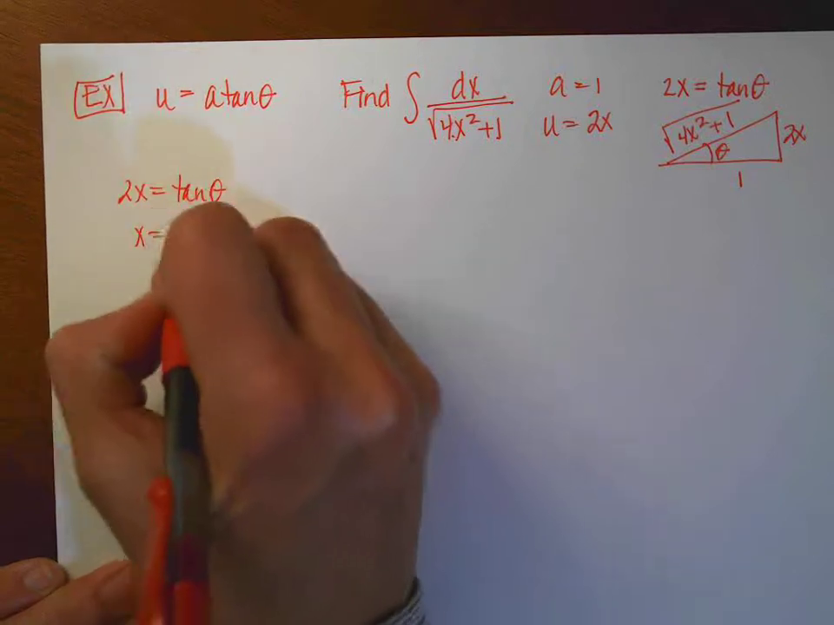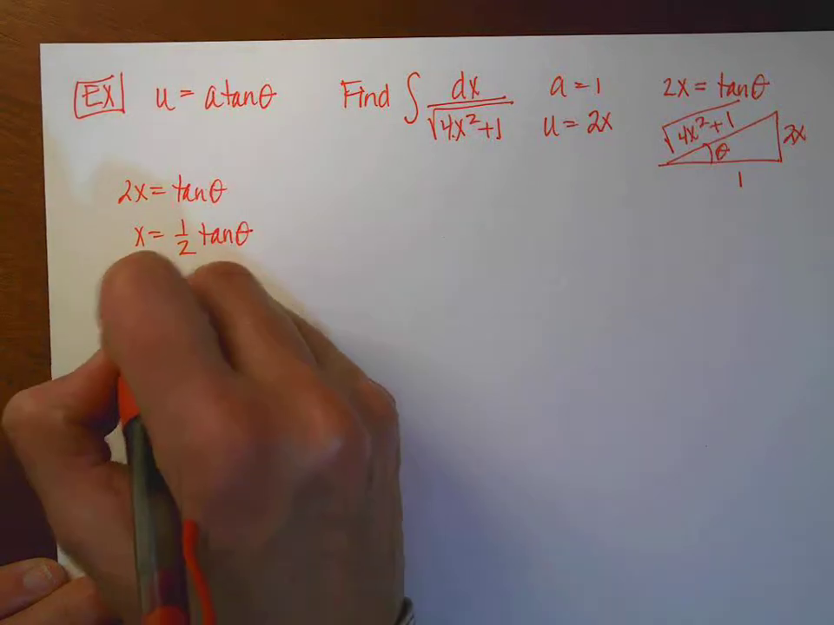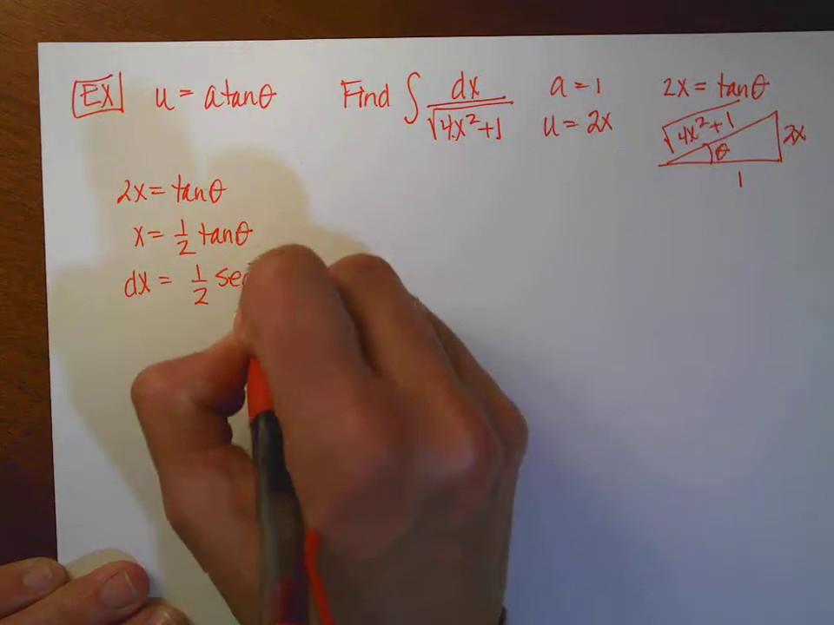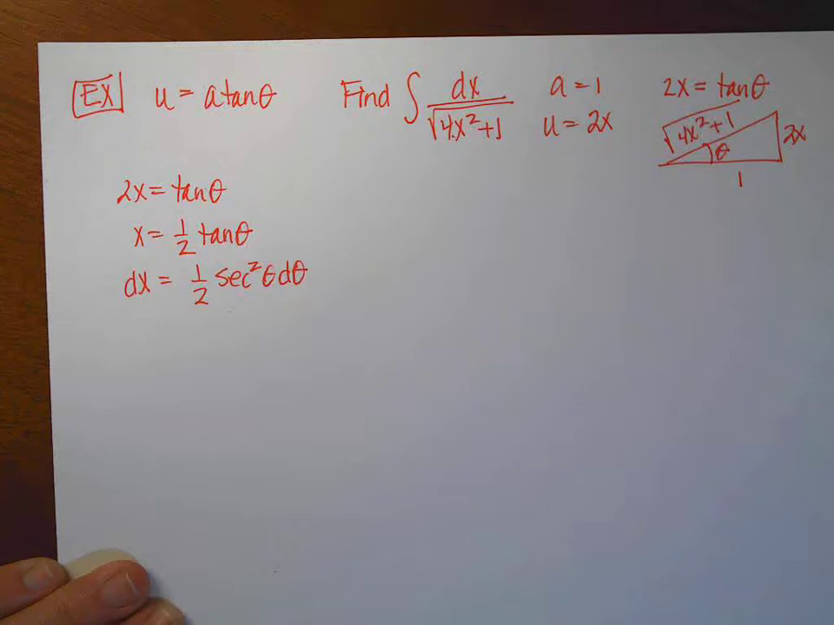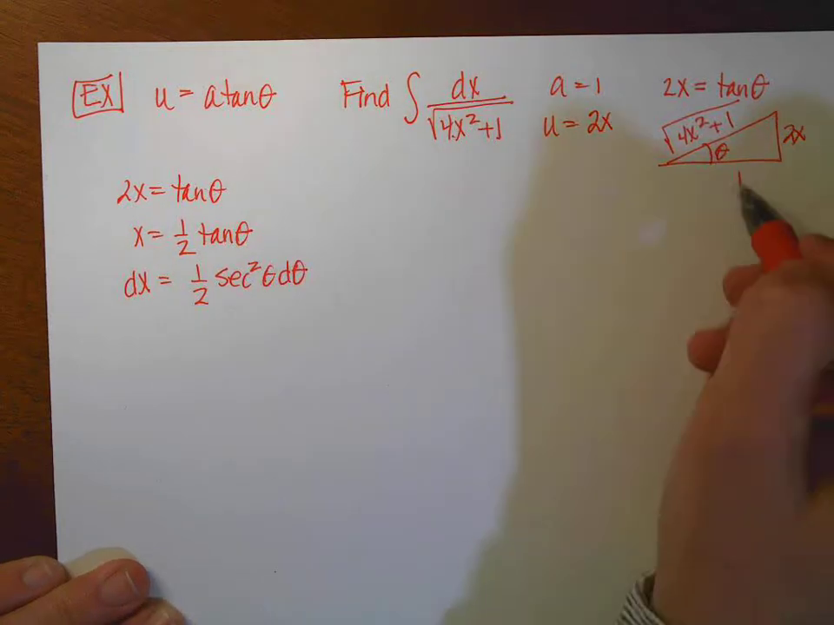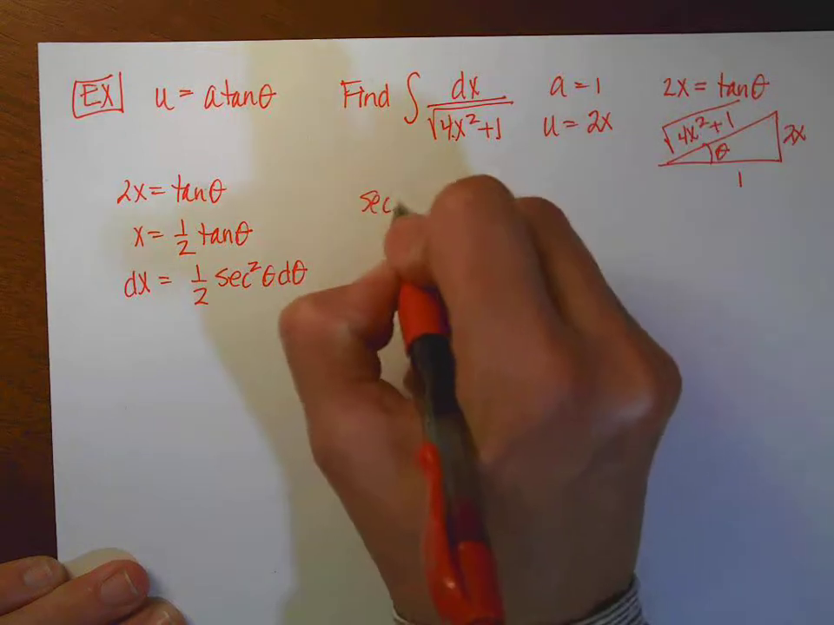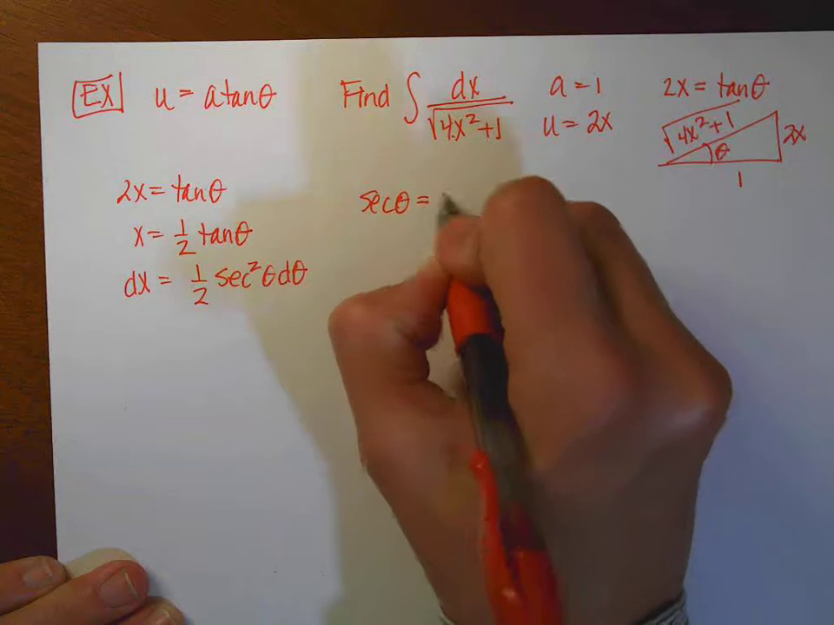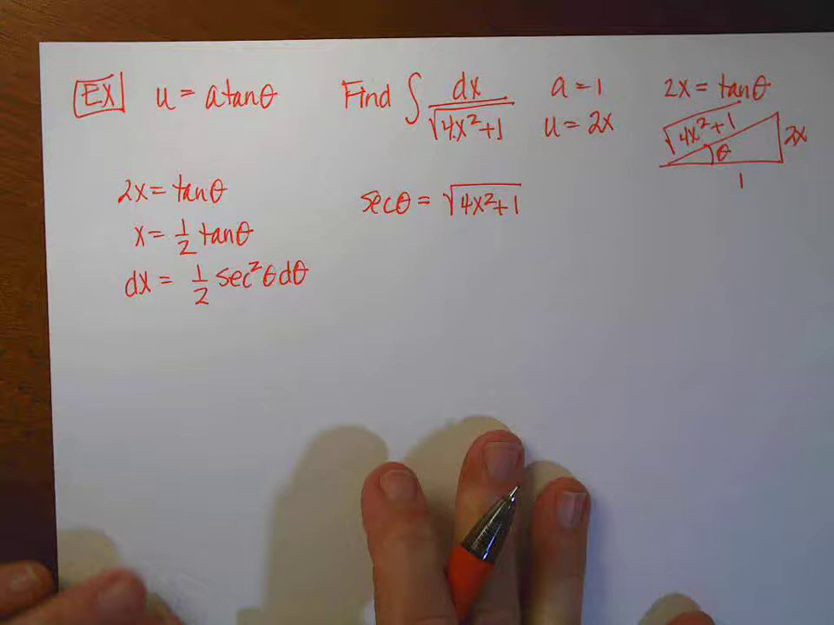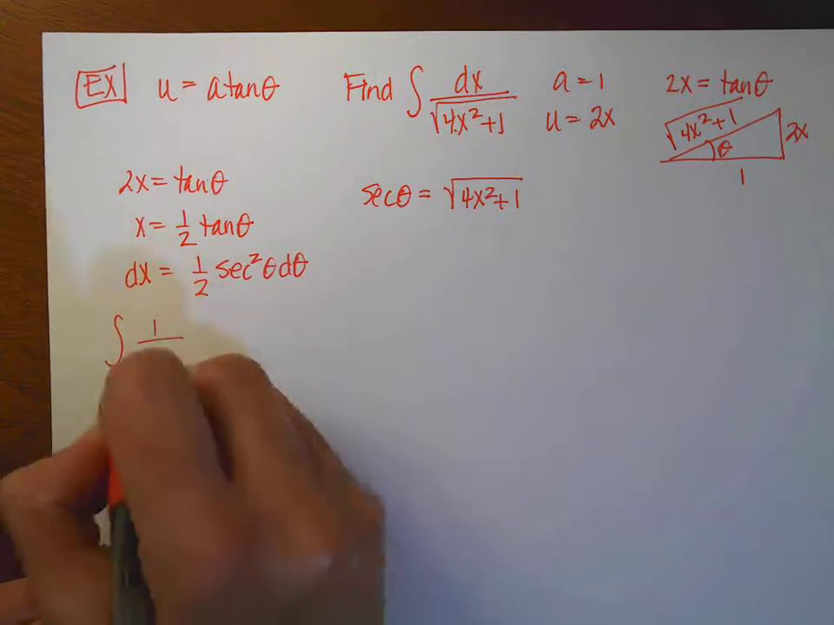So if I had 2x equal to the tangent of theta, then x is going to equal 1/2 tangent theta, and dx is going to equal 1/2 secant squared theta d theta. And then that means that my secant of theta, because if the cosine is x over r, then the secant of theta is going to equal the square root of 4x squared plus 1. So now at this point, I'm ready to do my substitutions.